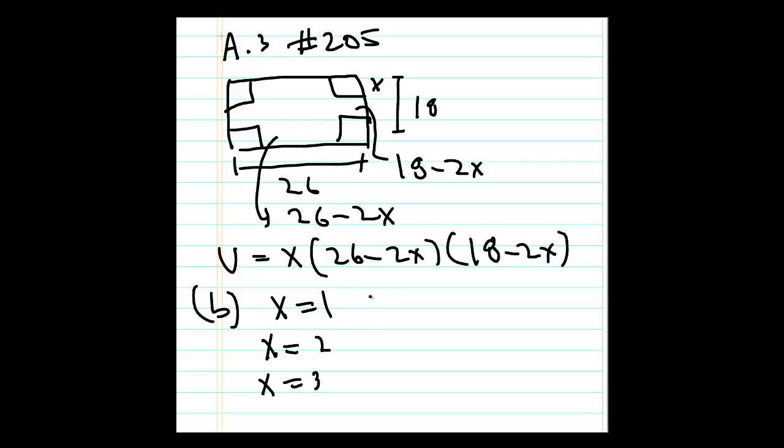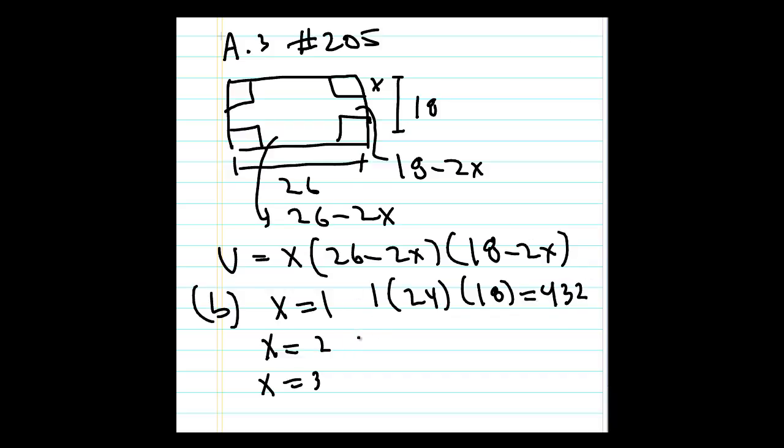We're going to get 1 times 24 times 18. And as soon as I get my calculator here, sorry about that. So that is going to be 24 times 18, which is 432. So this one is 432.